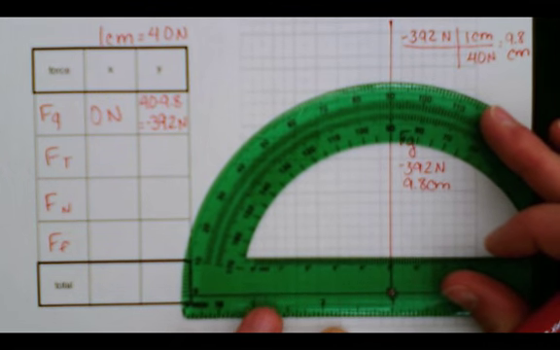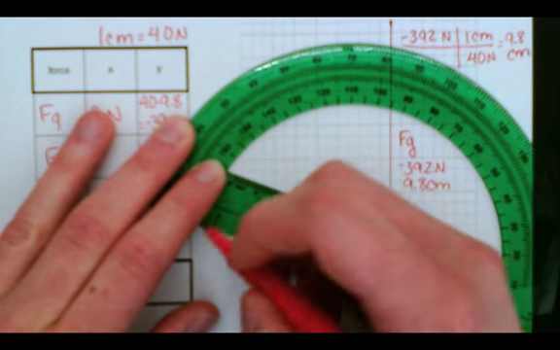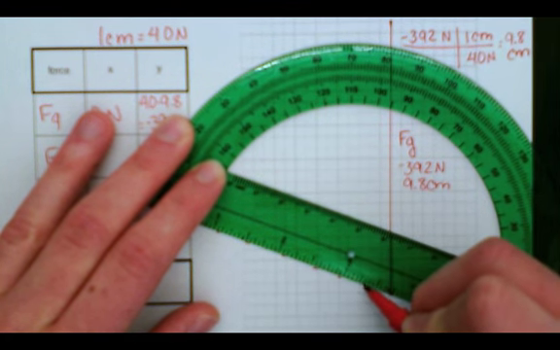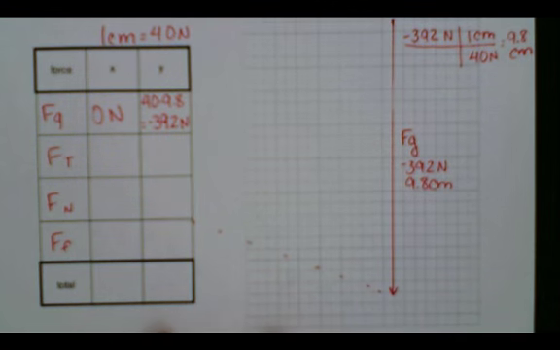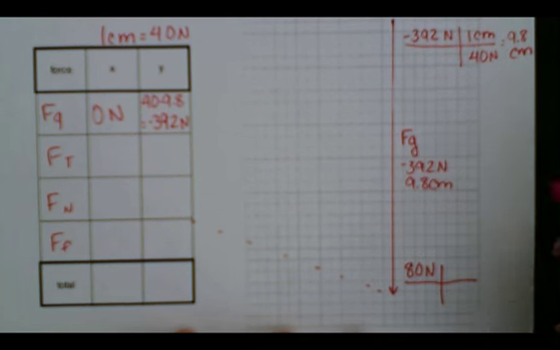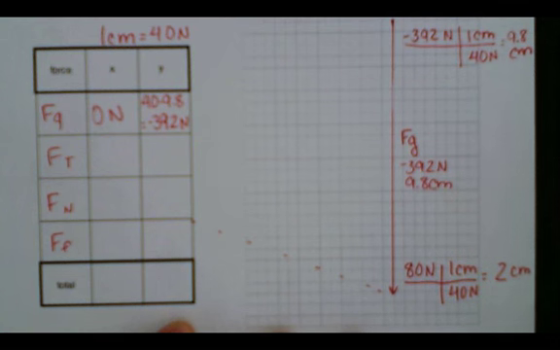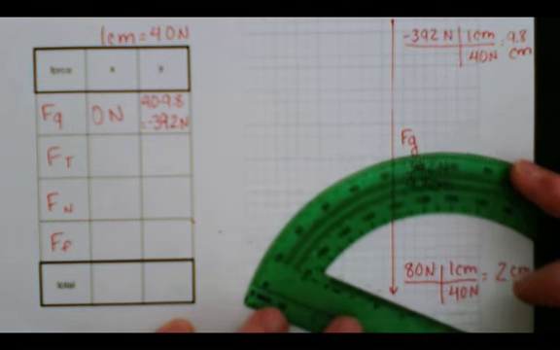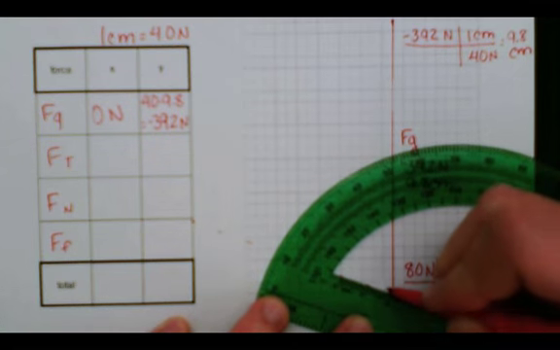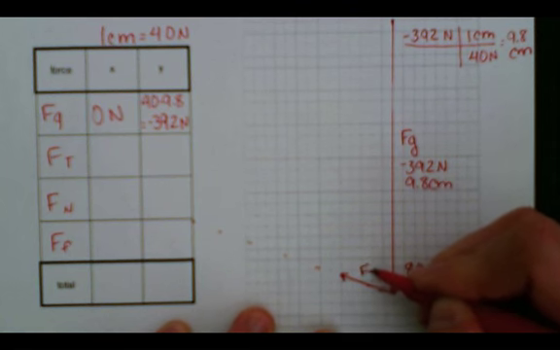Let's begin by drawing our 20-degree angle. We know that our tension force is 80 newtons. Let's use a conversion factor of 1 centimeter per 40 newtons. Using this conversion factor, we see that we should draw our vector at a size of 2 centimeters. Let's go ahead and draw in our tension vector. This is our force of tension.